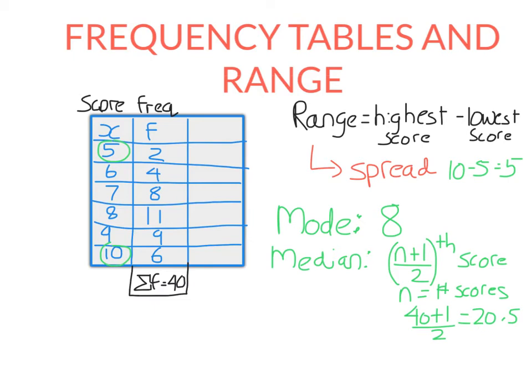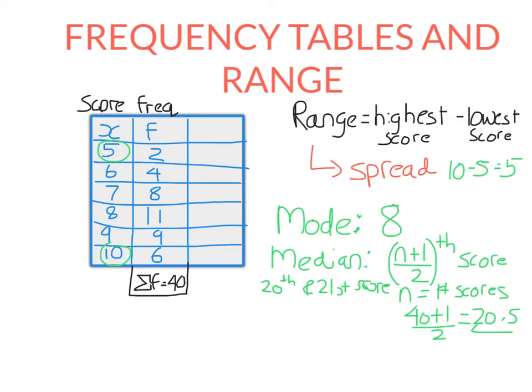So what does 20.5 mean? How does that help us here? Well, the median's clearly not 20.5 because the scores were 5 to 10. We can't have a median that's more than the highest score. This tells us which score is the median. So 20.5 means that the two middle scores are the 20th score and the 21st score, so the median is going to be the average of these two scores. I add them up and divide by 2.